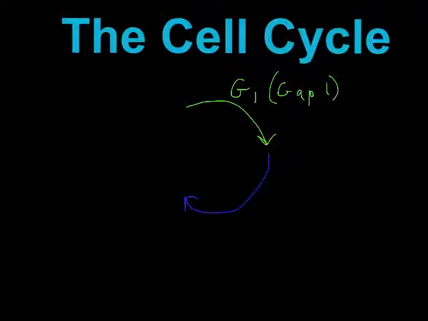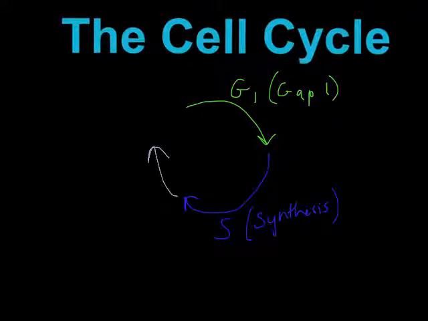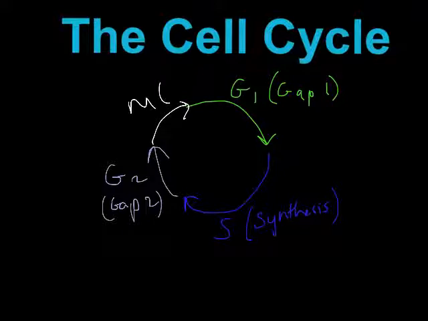Like I said, there's certain parts to the cell cycle, though. So the cell cycle has several stages. The first stage is something called G1 or gap 1. The second stage is something called synthesis or S stage. The third stage is something called gap 2 or G2. And the final stage is going to be something called mitosis or M.